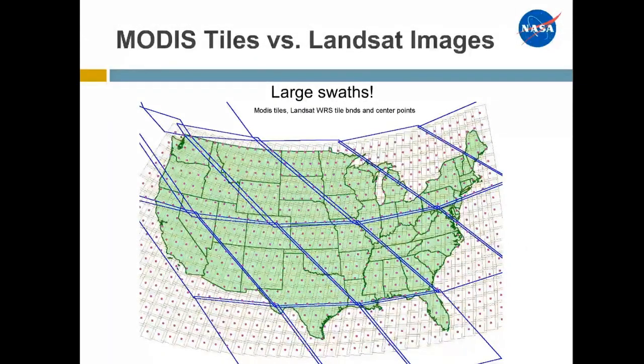MODIS tiles, or the area over which a MODIS image is obtained, is much larger when compared to Landsat, which we will discuss soon. This figure shows MODIS tiles compared to Landsat tiles. The red dots in the center of each of these smaller swaths represent the center of a Landsat image, and the brown squares represent the outline of a MODIS image. The lopsided squares that are in blue are one single MODIS image. So you can see that MODIS covers an area that is much larger than Landsat.